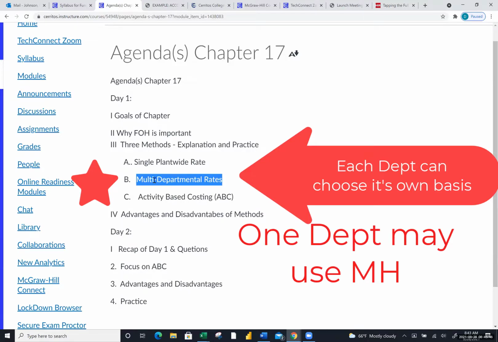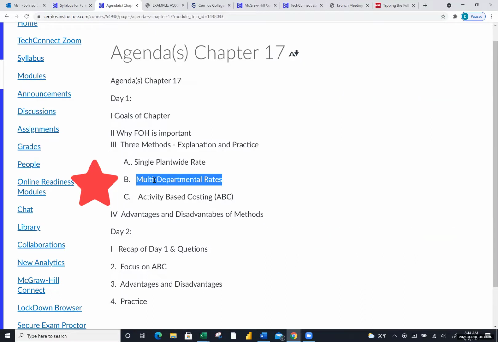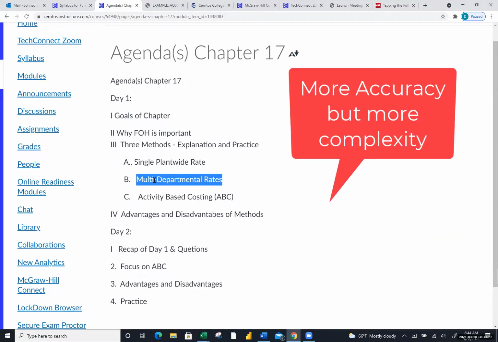So we may have a rate for the first department that's based on machine hours. If that product uses heavily mechanized labor, we may have another department that uses direct labor hours. If it's a lot of hands-on touching, we may have another department that uses some rate that we've never heard of. But it's a little bit more accurate because you're not forcing everybody under the same umbrella. But because it's more accurate, it takes some more time to do this one.